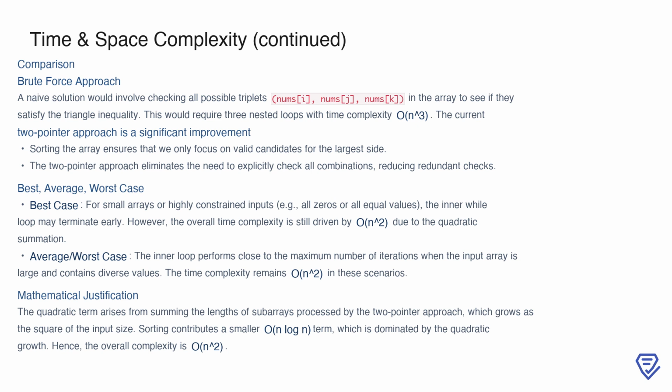The quadratic term arises because the lengths of subarrays processed by the two-pointer approach grow as the square of the input size, while the sorting step contributes a smaller O(n log n) term. This is why the final time complexity is O(n squared).